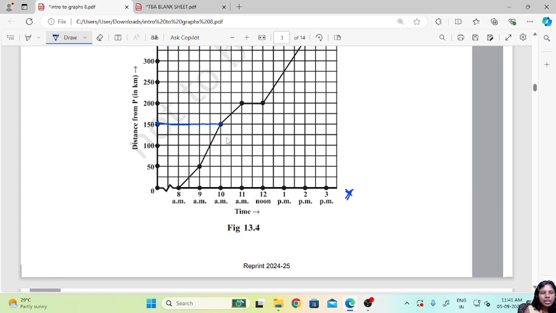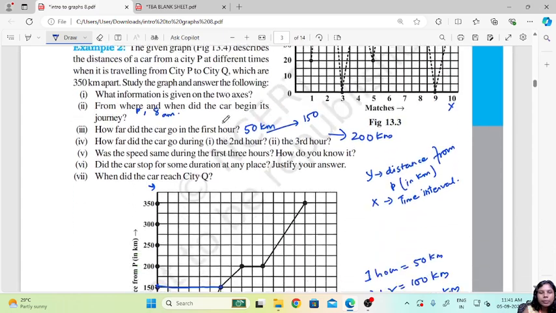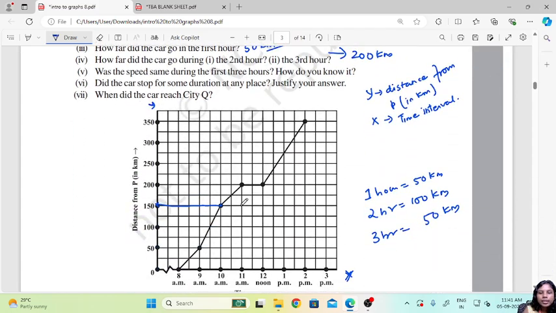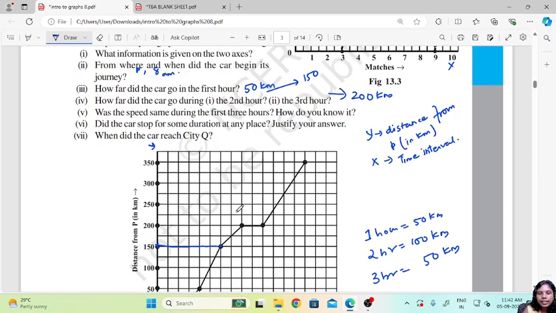Why? We can say, see, in this 1 hour it covered 50 kilometers. In the second hour, what has happened? It went from 50 to 150. So the difference is that it covered 100 kilometers in the second hour, and in the third hour it again covered only 50 kilometers. So therefore what we can say is that the speed wasn't the same. And how do you know? Looking at the difference in the distances that it has traveled.